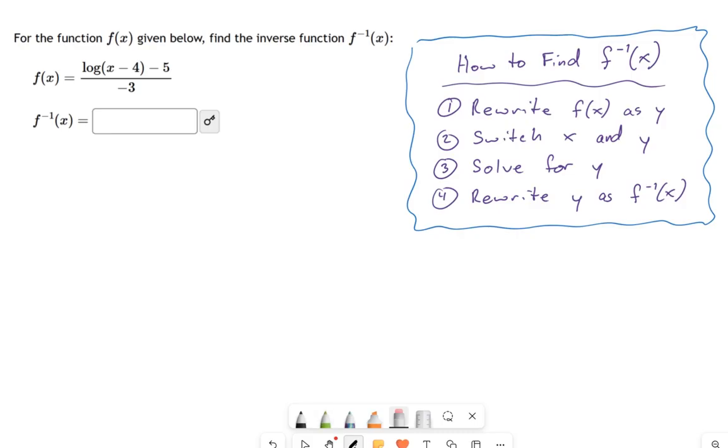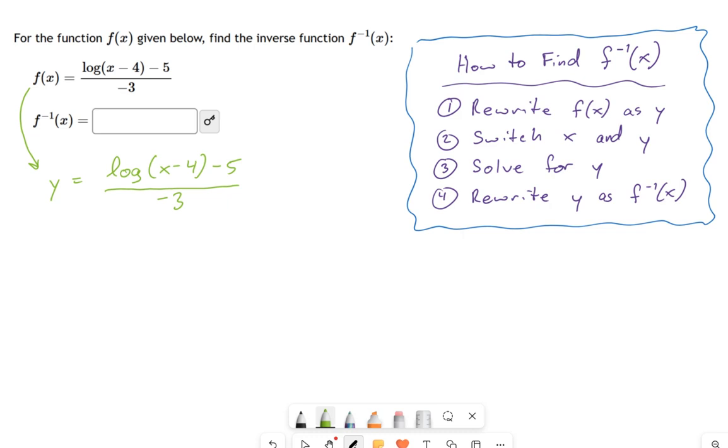We're going to first rewrite f of x as y. See, I have that procedure on the right. And what I mean by that first step is you literally just say y equals. And now you have the rest of it. Just keep writing it as it is. So I like that y equals because it keeps all the algebra that's going to follow a lot easier to keep track of.